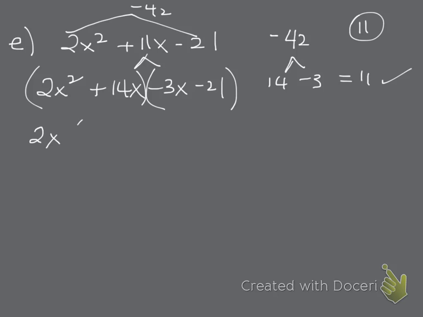2x, right? 2x squared divided by 2x is? X. 14x divided by 2x is? Plus 7. Okay, what do I factor out of the second grouping? Negative 3. Negative 3. Good though.